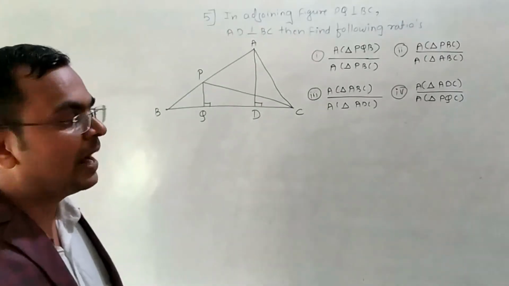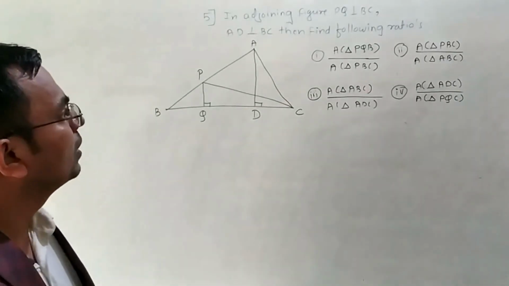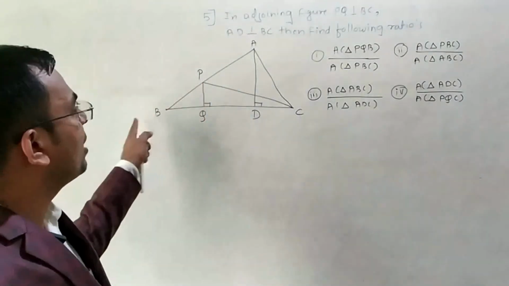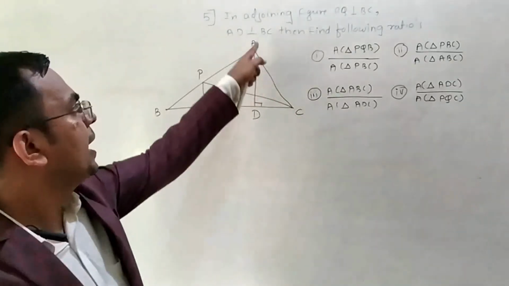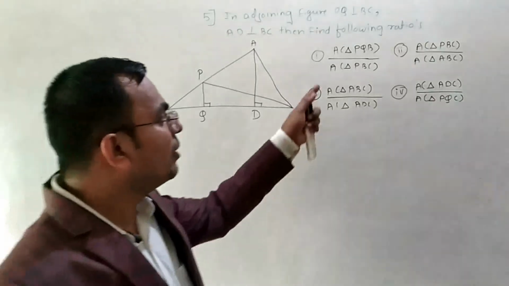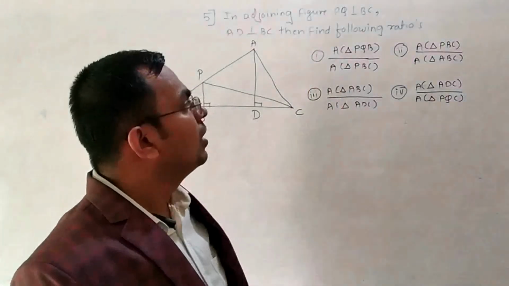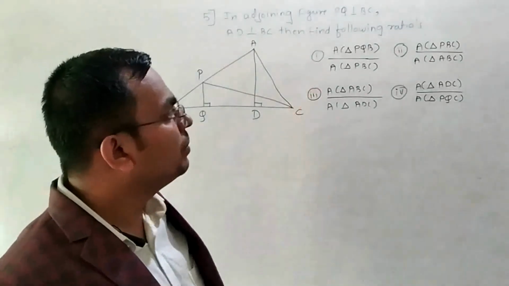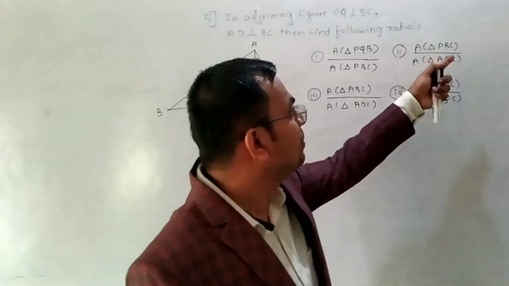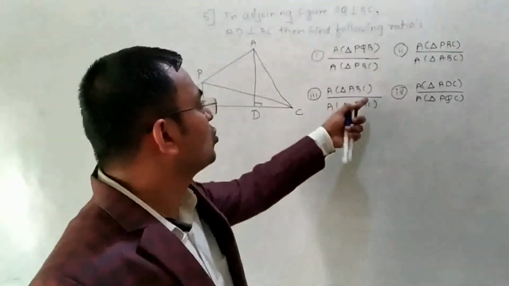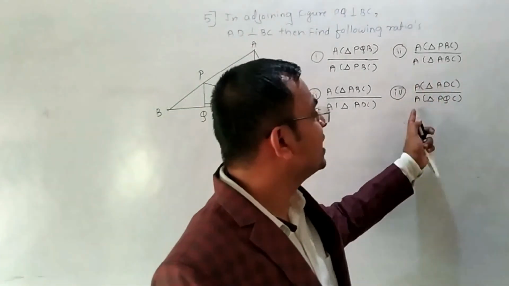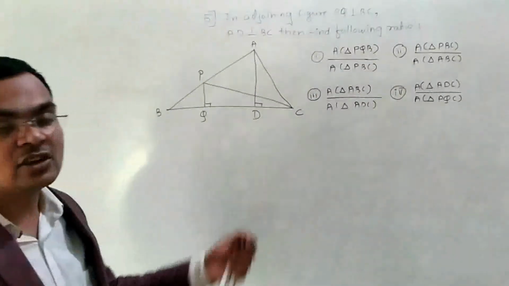Now, practice set 1.1, fifth sum. In the adjoining figure, PQ is perpendicular to BC and AD is perpendicular to BC, and we have to find the ratio of area of triangle PQB and triangle PBC, ratio of area of triangle PBC and triangle ABC, ratio of area of triangle ABC and triangle ADC, and ratio of area of triangle ADC and triangle PQB. So let's solve one by one.